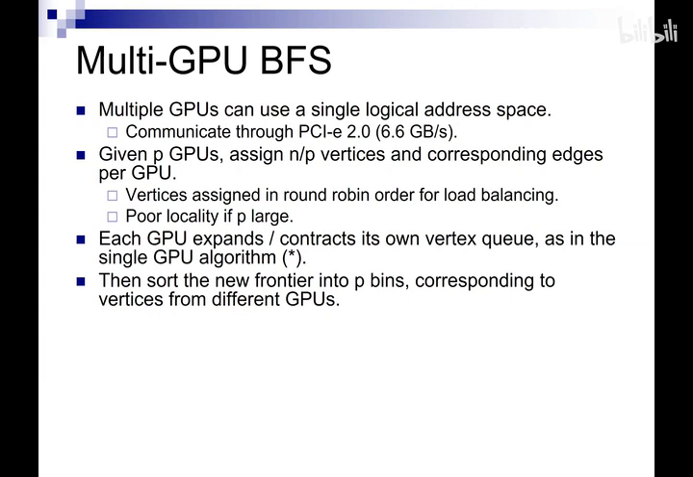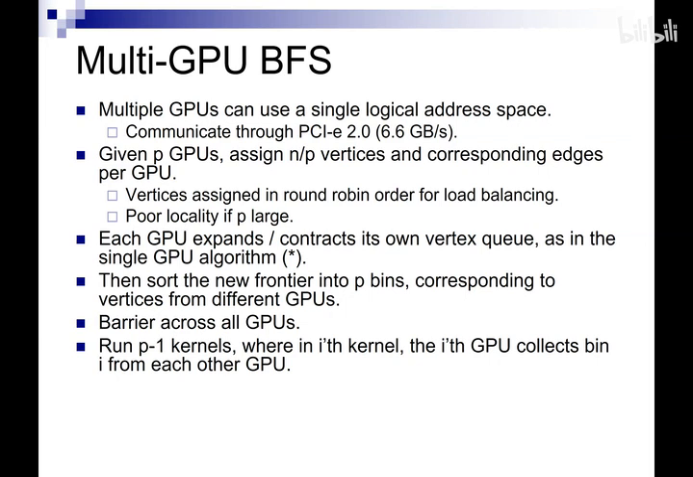So if I'm a GPU and I computed my next layer, then within my next layer, some of those nodes belong to me, but some of those nodes belong to other GPUs. So therefore, I have to take my next layer and sort them into these P bins. Each bin is the vertices that belong to one particular GPU. Then we're going to synchronize this operation by doing a barrier. And after I sorted my frontier into these P bins, we're going to have the other GPUs pick out of my bins whichever vertices belong to them.